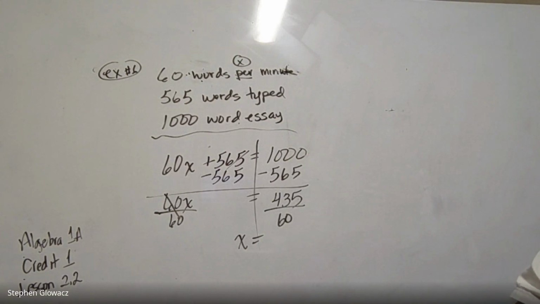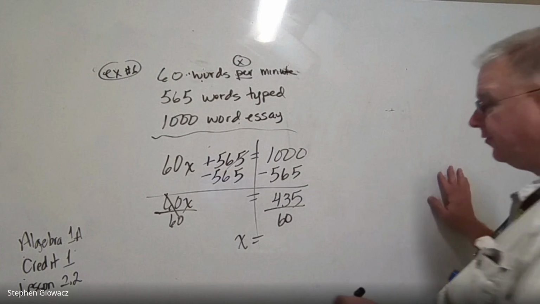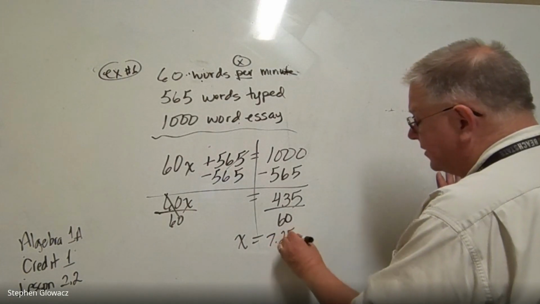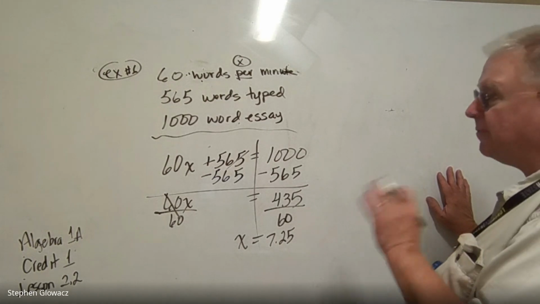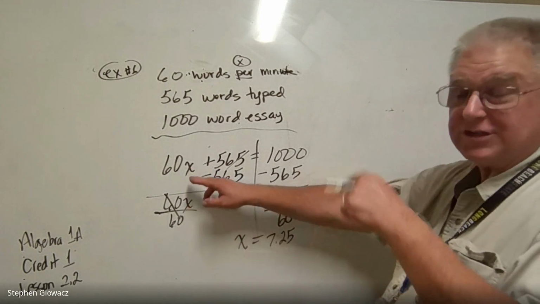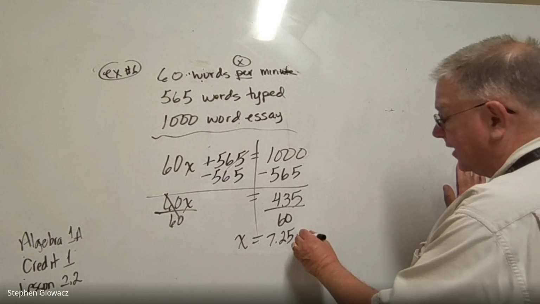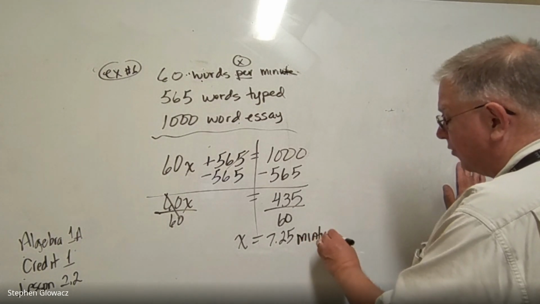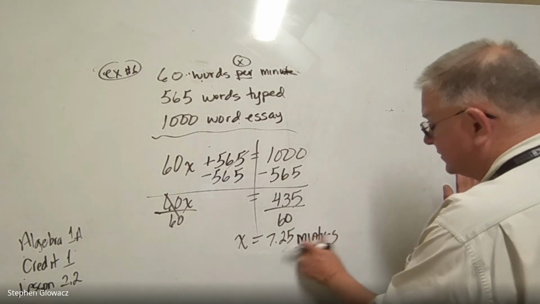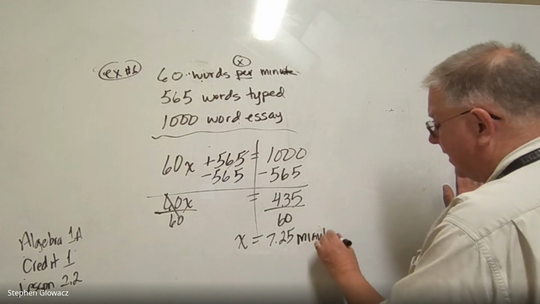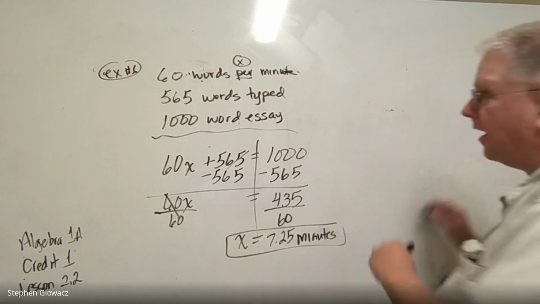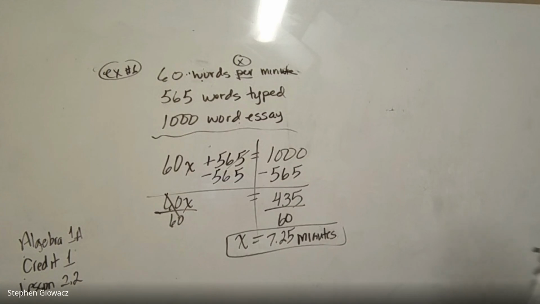That would be 7 point... try that again. Make sure we have the right number here. 435 divided by 60 is 7.25. So remember, X represents the number of minutes he still has remaining in order to finish his essay, if he can continue to type 60 words per minute. So it will take Brian 7.25 minutes to finish his essay. All right, so that is our example for number 6.